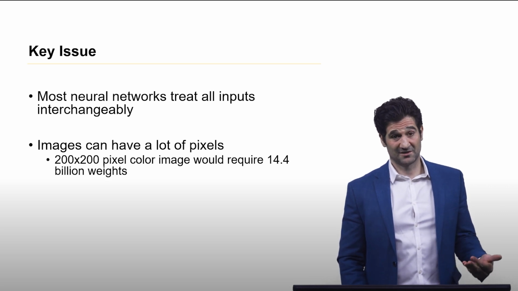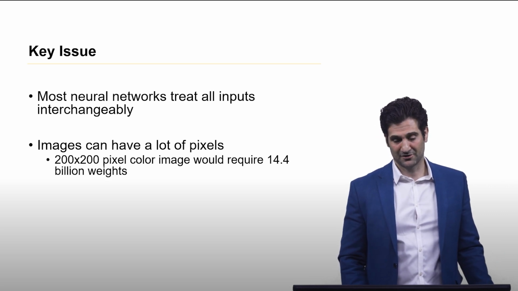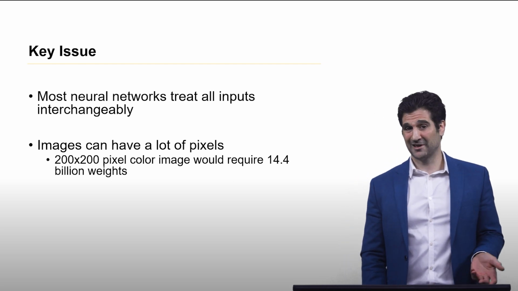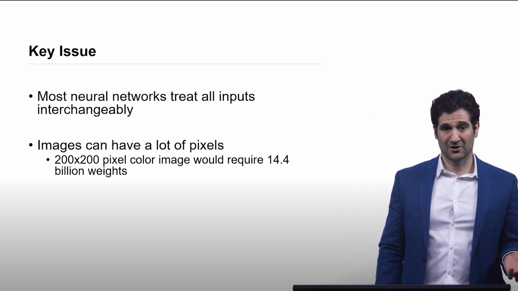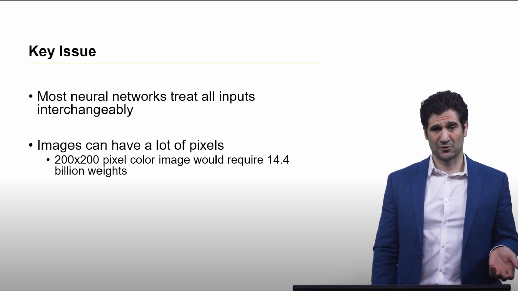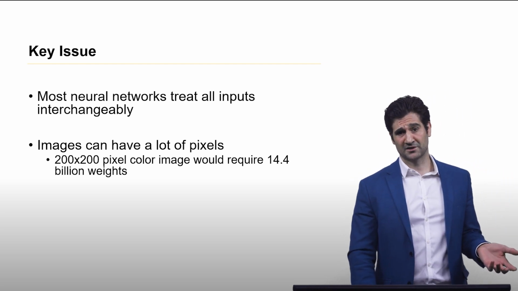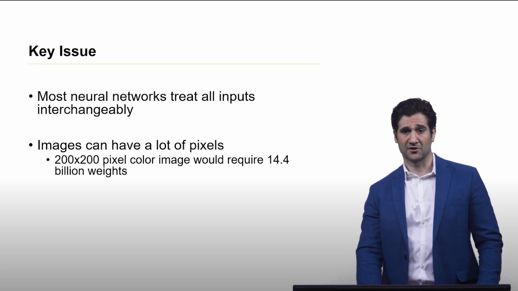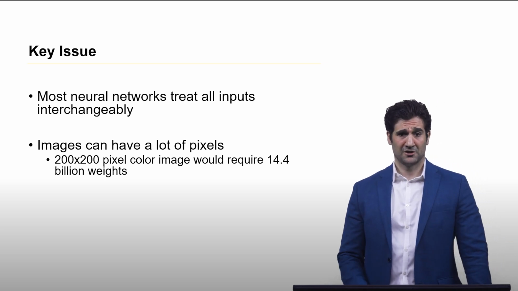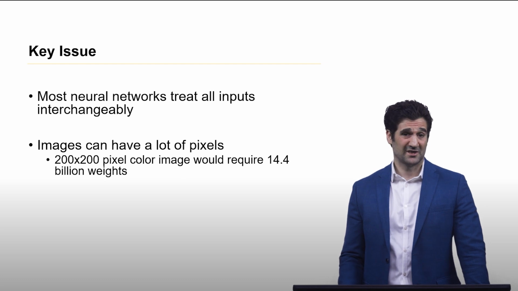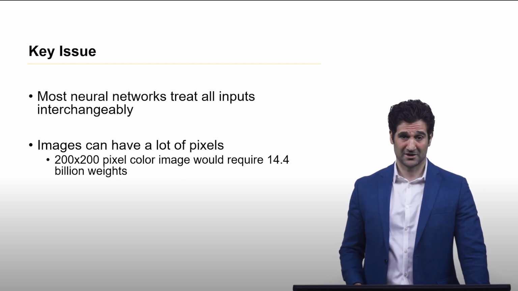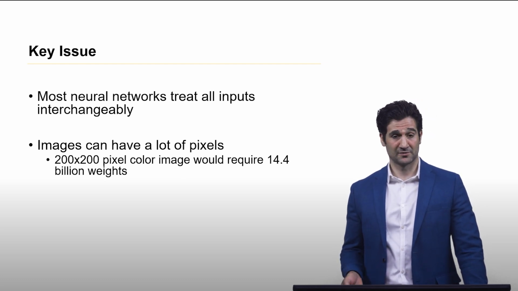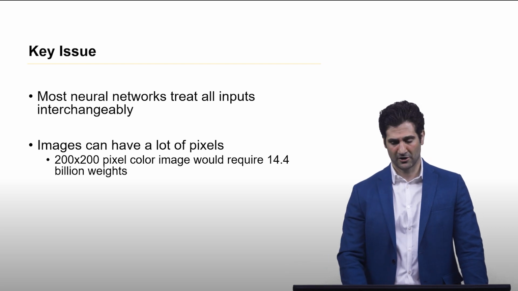The second issue is that images have a lot of pixels. Even a simple 200 by 200 pixel color image, you're already talking about 14.4 billion weights to be learned, and that's a bit much for a small picture. Now, clearly, our neural networks today are doing this type of weight learning for very small images, or they wouldn't be widely deployed.